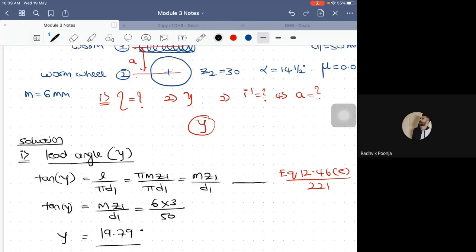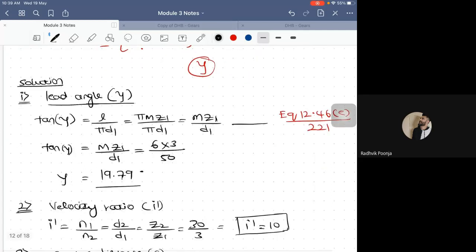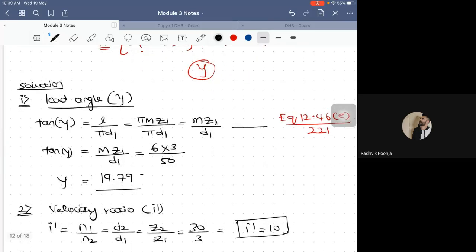So I dash is given by n1 by n2, same thing again, d2 by d1 divided by z2 by z1. So you have 30 teeth in the worm wheel and 3 in your worm. So the I dash should be how much? 10. So 3 ones are 3, 30.